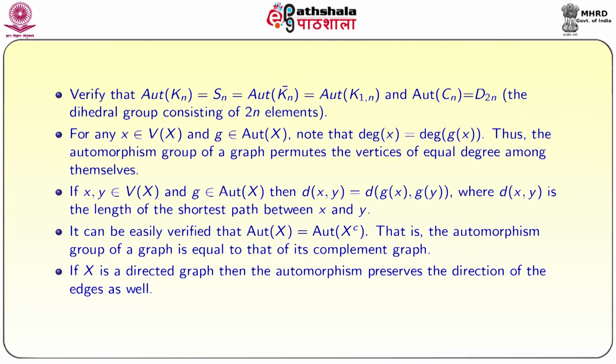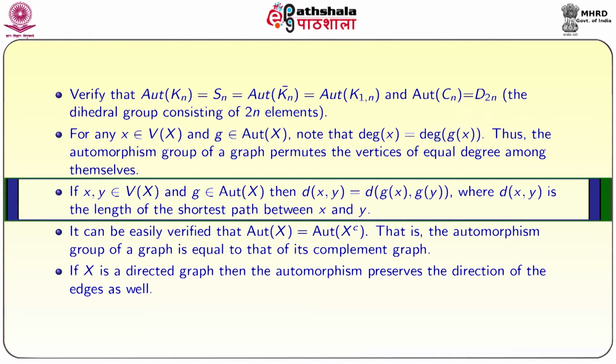It is easy to see that in the complete graph we cannot distinguish any vertex from any other vertex, all vertices are the same. The automorphism group of Cn is D_n, the dihedral group consisting of only 2n elements. For any vertex x of V and any automorphism G of x, it is easy to show as an exercise that degree of x is equal to degree of G of x. Thus, the automorphism group of a graph permutes the vertices of equal degree among themselves.